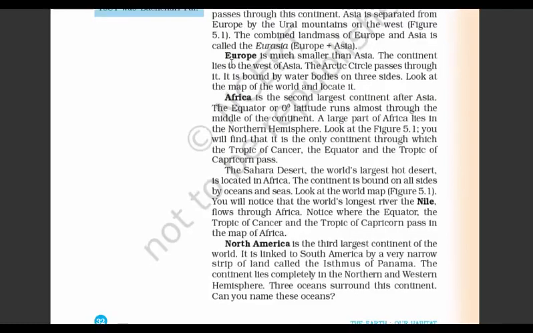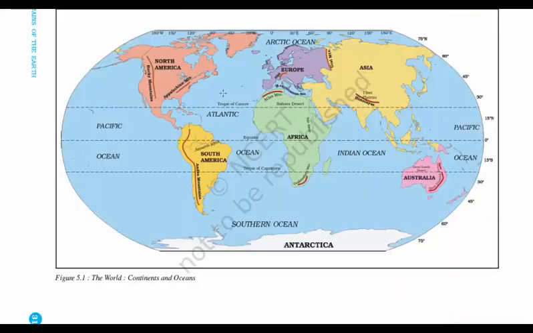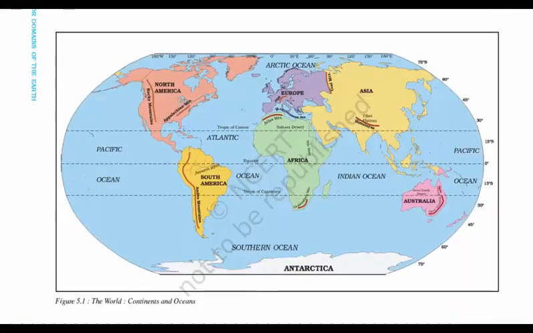Coming to Europe, Europe is much smaller, and part of Arctic Circle also passes through it, and it is also bound by water bodies on 3 sides. So if we look at the map again, Europe is surrounded by water bodies on 3 sides. That is the Arctic Ocean on top, and you have the Atlantic Ocean towards the left side, and then you have the Mediterranean Sea, and behind it is the rest of Asia. So 1, 2 and 3.